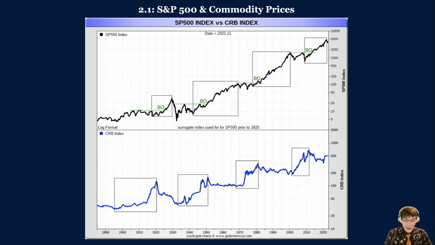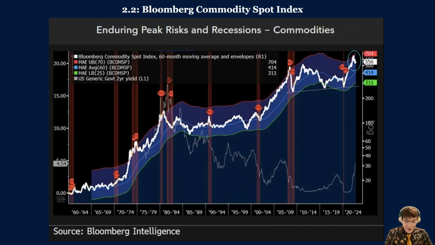The S&P 500 has continued to make higher highs and new all-time highs. Figure 2.2 shows the Bloomberg Spot Commodity Index, which surpassed its 2008 and 2011 highs in late 2021 onto a new all-time high in early 2022. Gold broke out to a new all-time high in March of 2024.